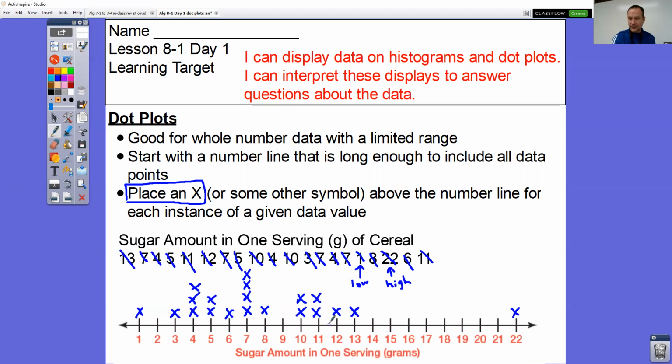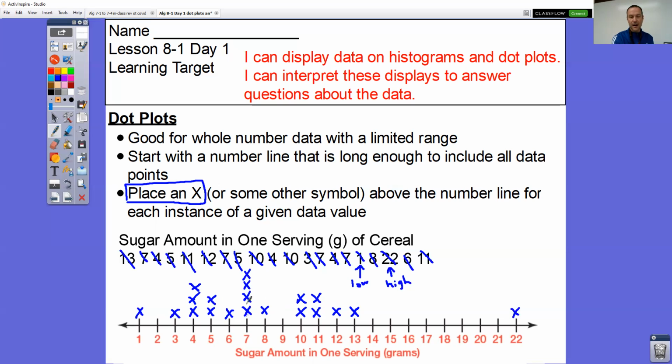So when I take a look at this data, I can see that my lowest one is 1. My highest one is 22. There's a whole bunch right around this 4 to 7 range. And then there's sort of a little cluster here. But most of them are somewhere in between, like that 4 and 11 range. That's where most of them are. My biggest number of any of them are 7.